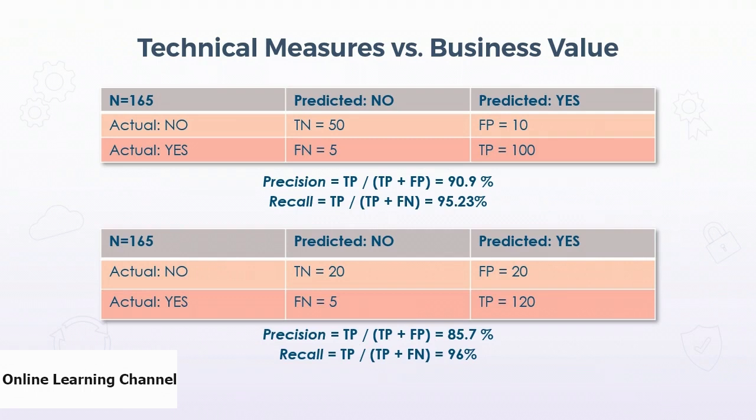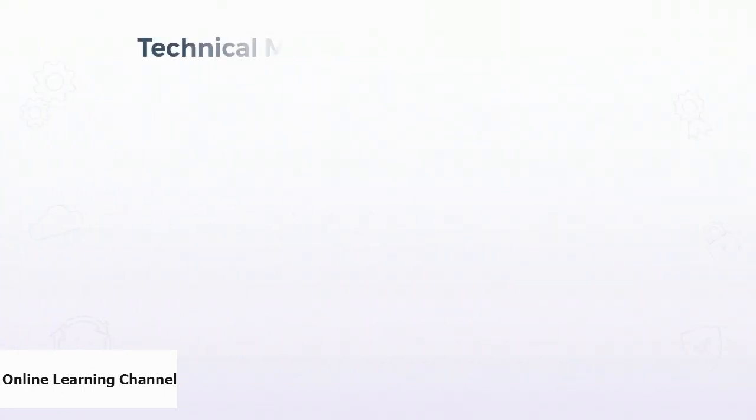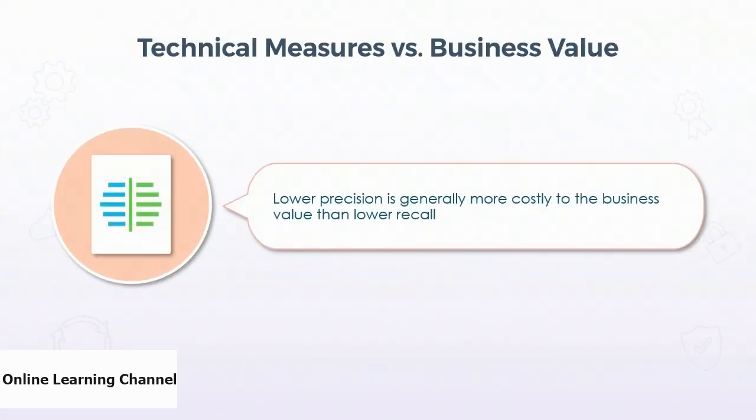Then after doing some experimentation using a different set of hyperparameters, we reach the following set of metrics. Precision, which is 85.7%, and recall, which is 96%. If you notice these results, we can say that the second set has higher recall and lower precision. However, the question that arises here is, which metric is acceptable and which one should be rejected for the chosen business application? If we closely notice, the second model is costly to the business compared to the first model.